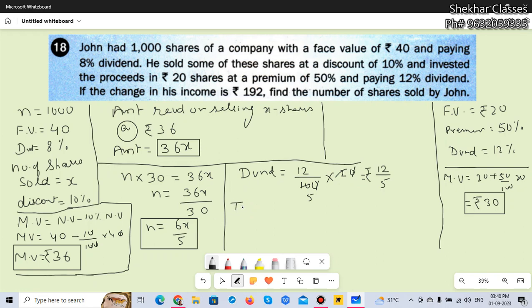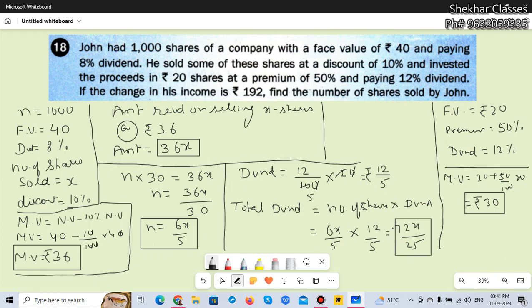So the total dividend is equal to the number of shares into the dividend amount, right? The number of shares is 6x upon 5 and the dividend amount is 12 upon 5 here. So this will become 72x upon 25. This is the total amount that he has received.